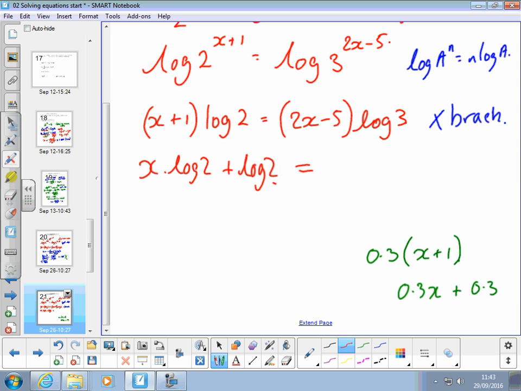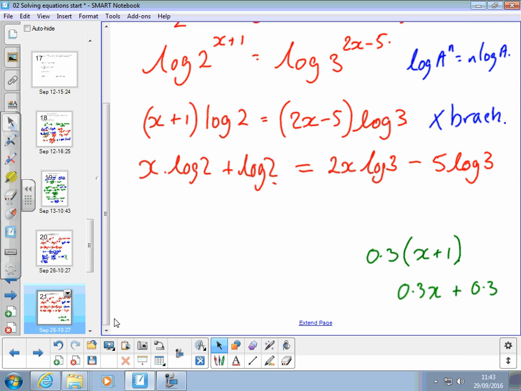Everything in the brackets, remember log 3 is just a number. Times log 3 minus 5 log 3. So log 3 is not three letters then the number 3, the whole thing is a number. And we can move the whole log term in one go.